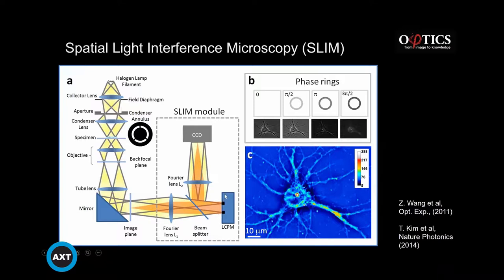In the middle of the SLIM module, there is a spatial light modulator. Its function is to work as a variable phase plate. So you have that phase plate in the back focal plane of the microscope objective that imparts only a fixed phase shift to the light coming from the microscope. What the spatial light modulator does is impart an additional phase shift that is controllable. So we generate a ring mask on the spatial light modulator that overlaps with the illumination image of the annulus, and then it imparts additional phase shifts to the light.